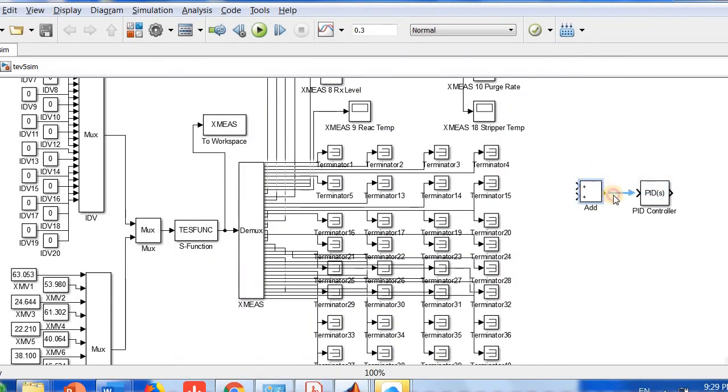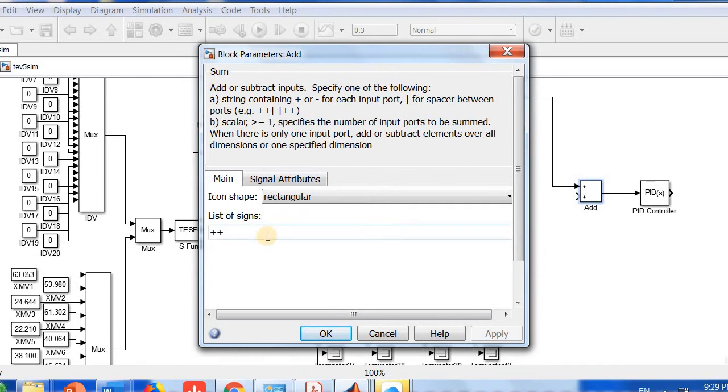So you're going to have the error getting in. So what is the error? It is the measured minus the set point, right? Oh, it's not that. I'm trying to take the measure of the reactor temperature. So it's the measured minus the set point. Okay. So this is what we have here.